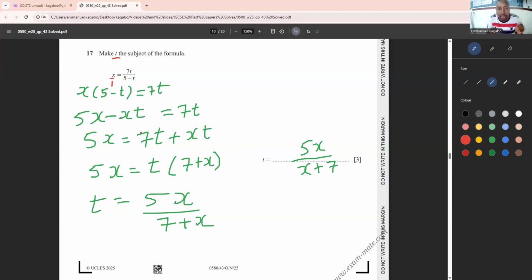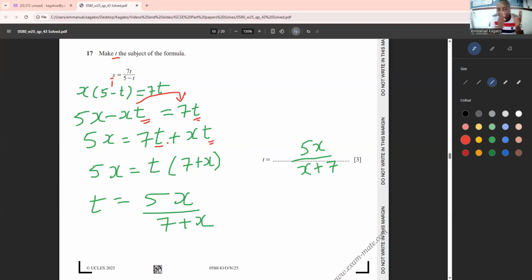So which you can't add or subtract. You collect like terms and then factorize. That's why you see I took this on the other side, because I have t here and also I have t here. So when I take there, I'll remain with 5x equals 7t plus xt. And t is appearing on two expressions, which I cannot add.